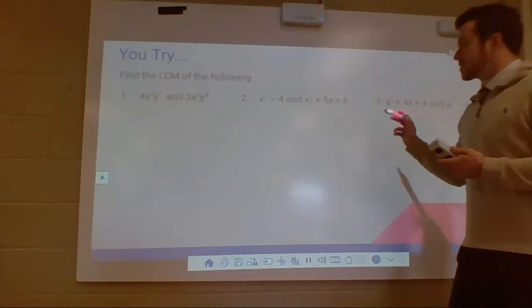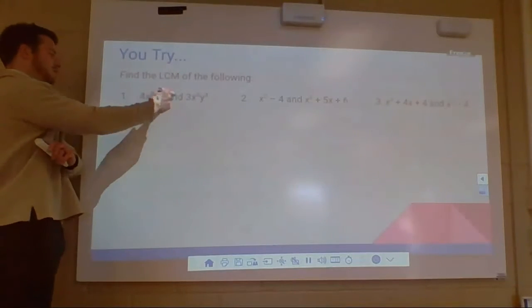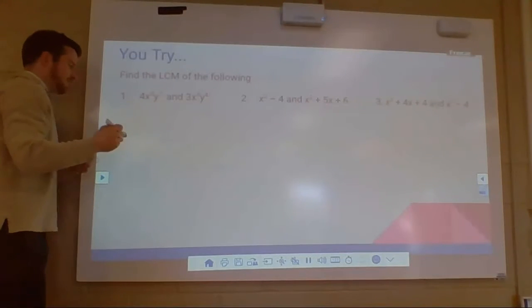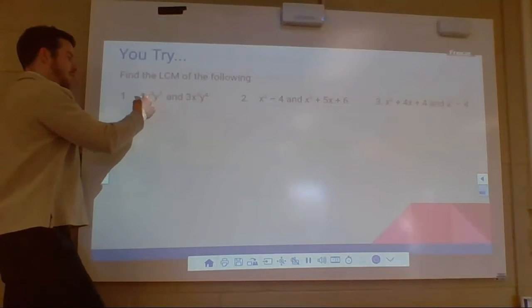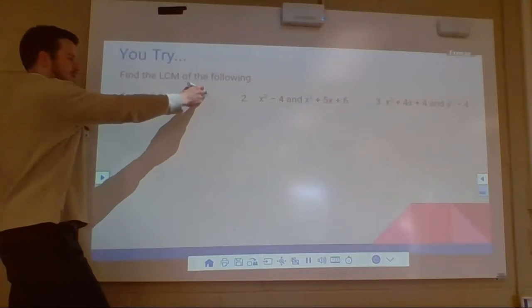So let's look at these terms. Okay, so here we have two monomials. All right, we're trying to find the LCM of these monomials. All right, so we have 4x cubed y to the 7th and 3x to the 5th y to the 4th.